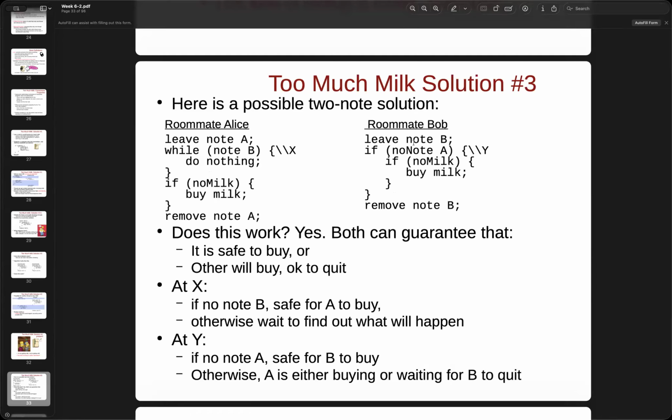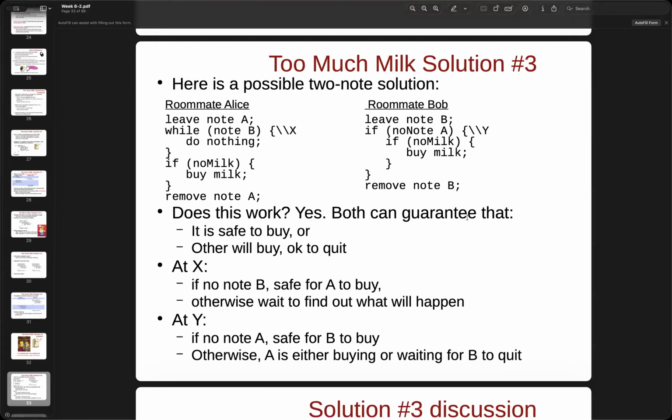And for this other part, I will also leave a note, and then check: how about processor A? Does it have a note? If yes, then we can avoid the situation, right? Does it work? Yes, this can guarantee one thing: either I am safe to buy, or the other will buy. Okay.